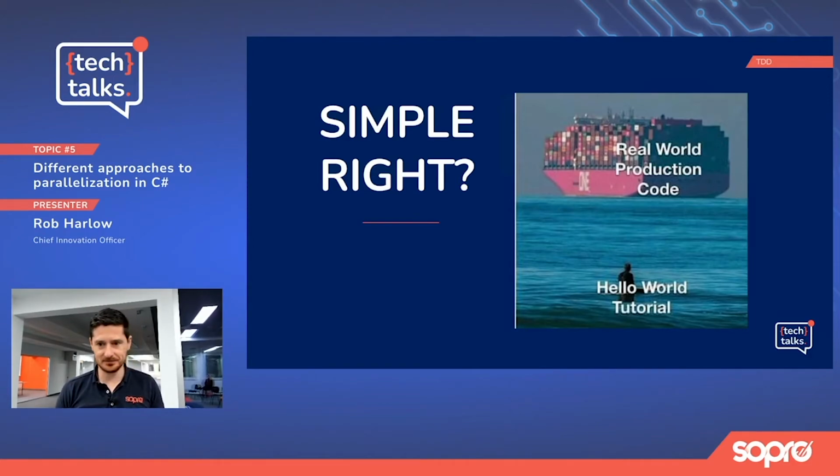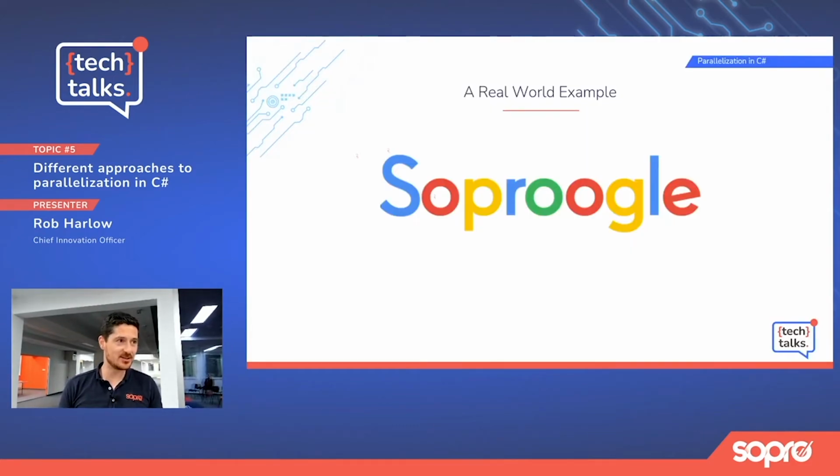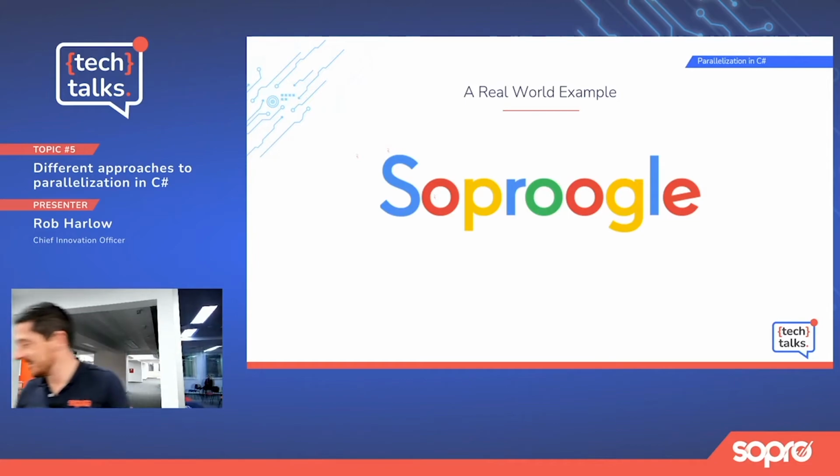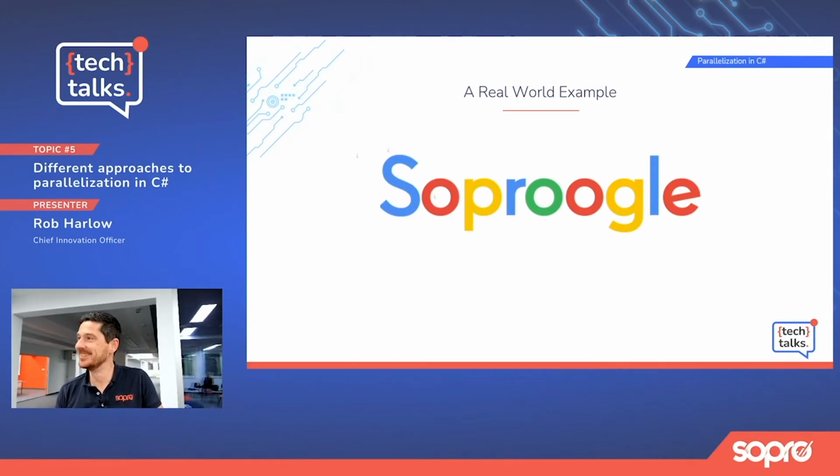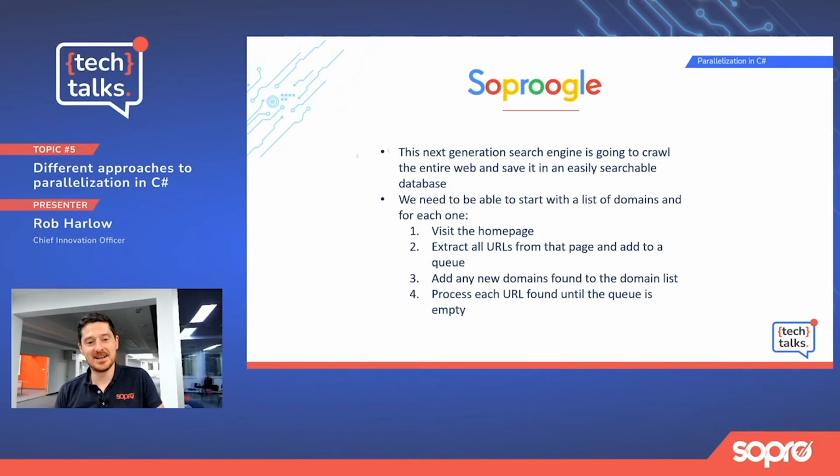So as a demonstration, I've come up with a great idea for a very simple website that allows you to search the internet. Definitely hasn't been done before. And we're going to call it Sopro. And the purpose of this is it's going to crawl the entire web to discover websites, and it's going to save it all in an easily searchable database. And a couple of ways it's going to do it.